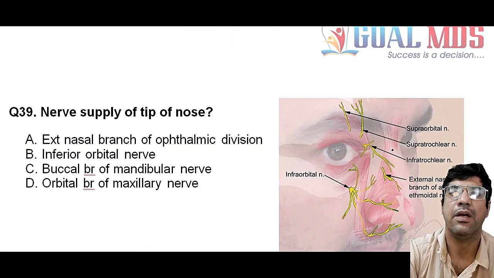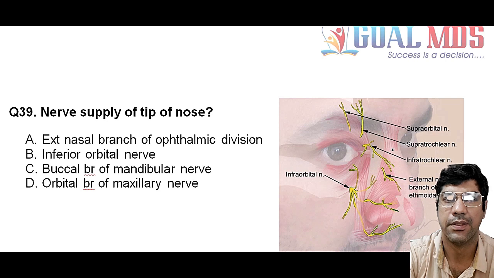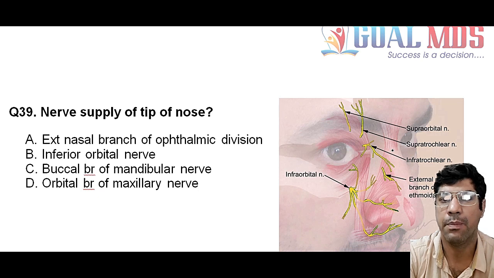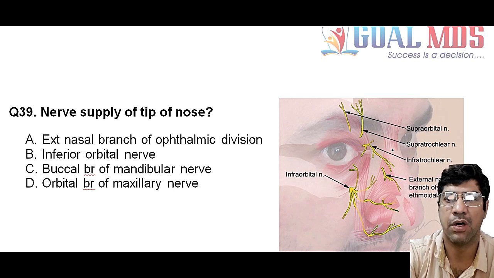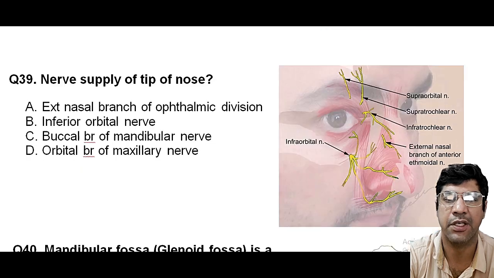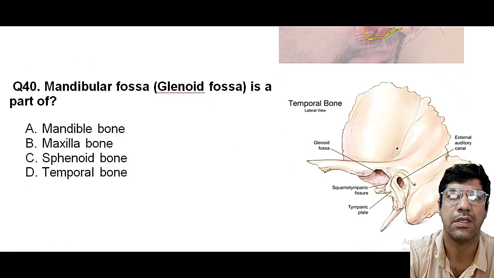The nerve supply of the tip of nose. The tip of nose and lower part of dorsum of nose are supplied by the external nasal branch of the trigeminal nerve. So that provides the sensory innervation to this area of nose.